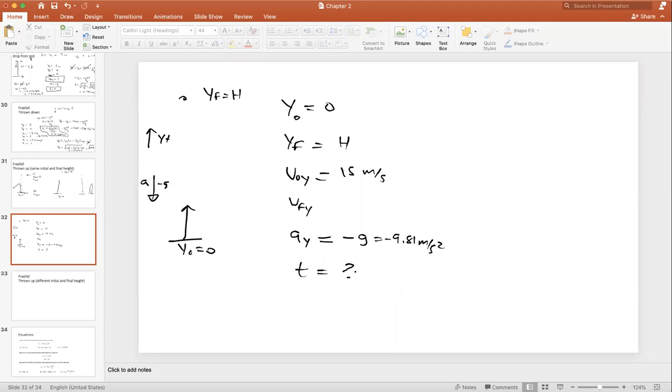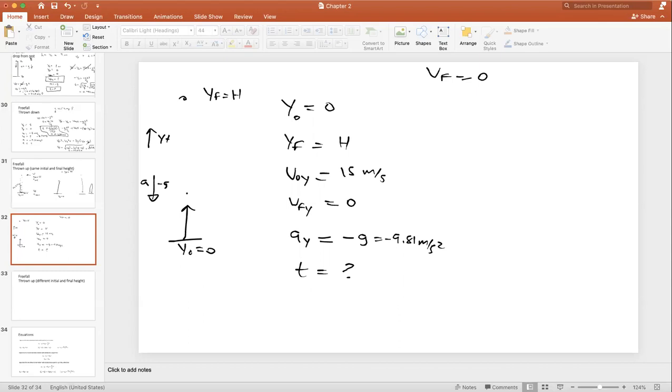Instantaneously, at the top of the motion, its velocity is 0. Is it ever really 0? Well, if it is, it's only for the most infinitesimal amount of time. But we say at the top of the motion, when y final is equal to h, v final is 0. Okay, that's really important. That is an important concept to understand.